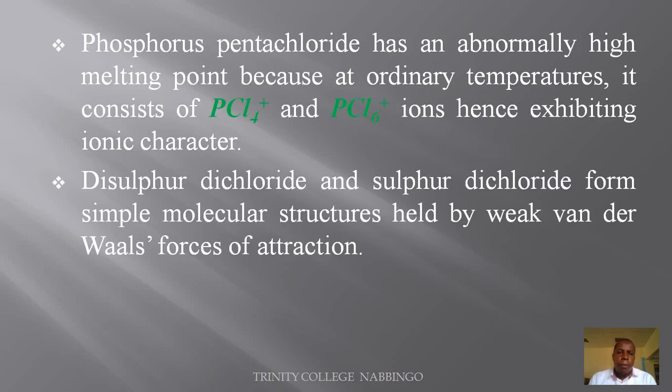However, we have an abnormality somewhere. I'm calling it an abnormality in quotes. Phosphorus pentachloride has an abnormally high melting point of around 160. Our trend was expected to be decreasing, but why?